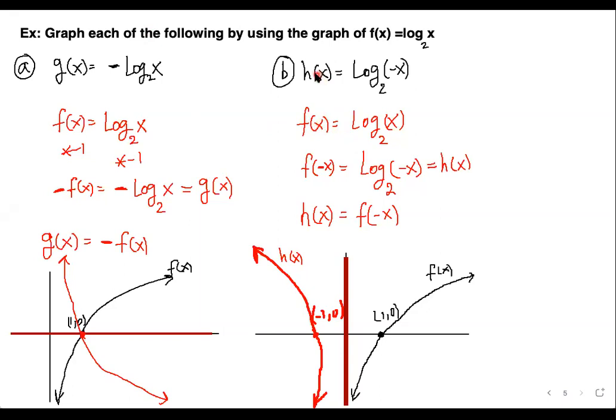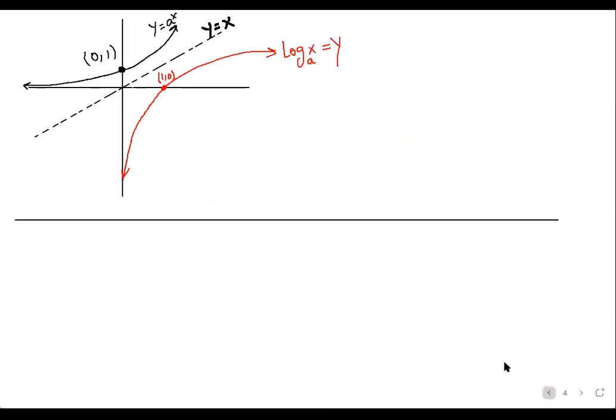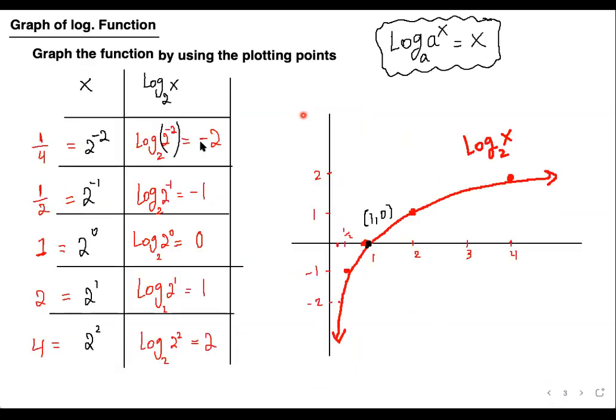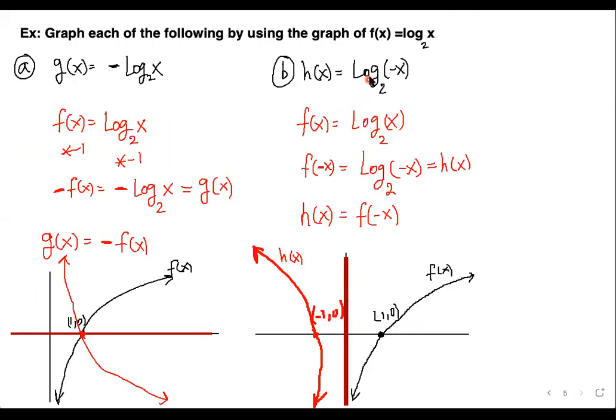Okay, I have h of x equal the logarithm of minus x to the base 2. The question is telling me to graph this function by using transformation. So first of all, I need the original function, f of x equal the logarithm of x to the base 2. The graph of this function looks like this, with the plotted points here. For any base, the graph should be something like this.